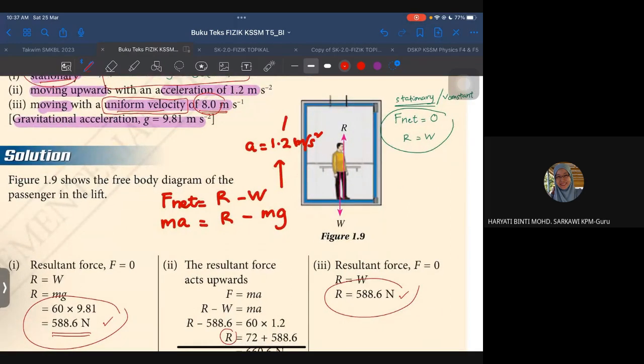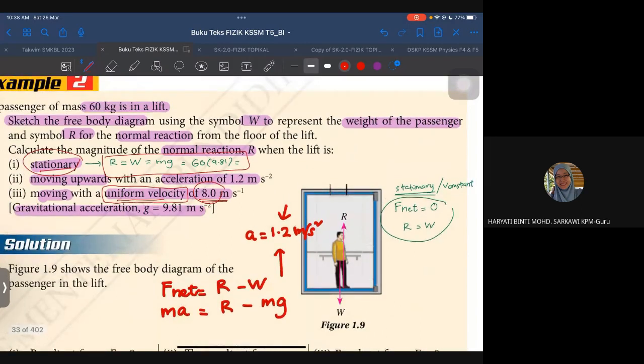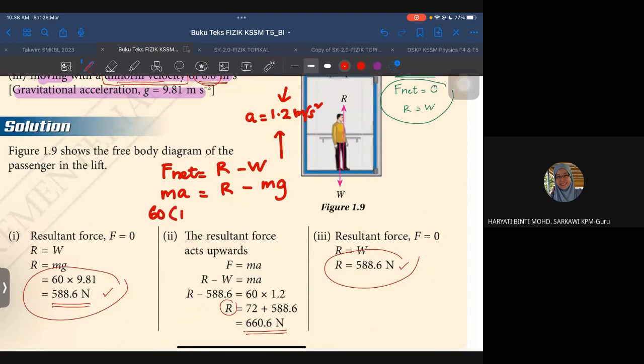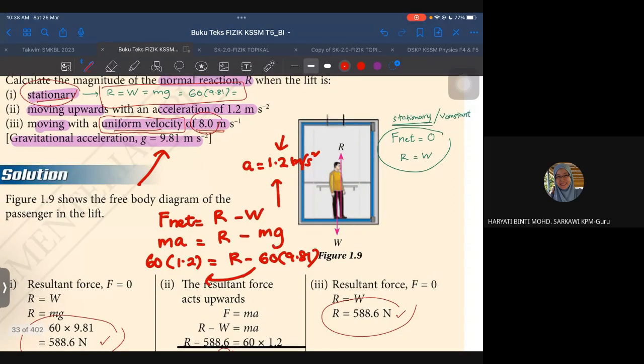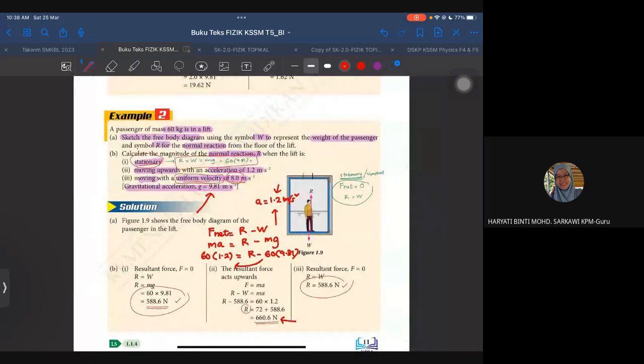So this 1.2 is A, so means that the mass of the man is 60. So 60, 1.2, like that. R minus 60, 9.81. Okay, from here. So you bring to the left. You get this. Boleh? So the lift system, it is not hard, but try to memorize lah. Ingat lah, stationary or constant velocity up and down, the value will be the same as the original weight. But let's say moving up with acceleration or moving down with acceleration, then you need to use this method. Ada soalan?